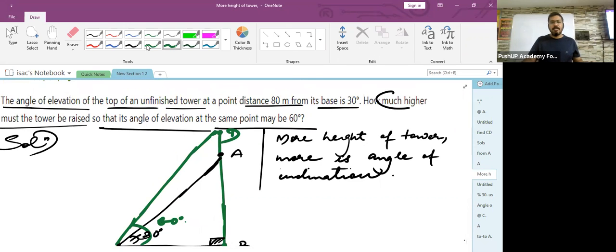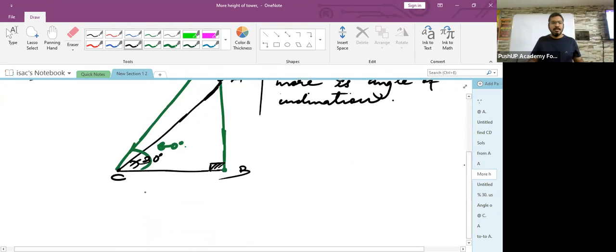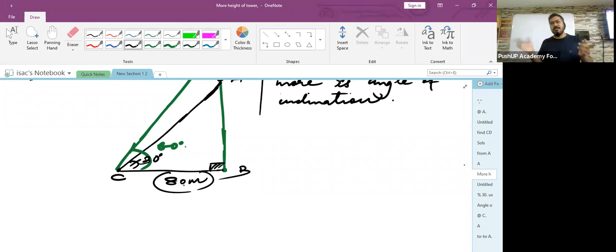Children, the distance, isn't it? They haven't given any other detail. The distance is 80 meters. No, children? Yeah. So BC is how much? 80 meters. I hope this part is clear, because they had already mentioned the distance of the observer to the base of the building is what?